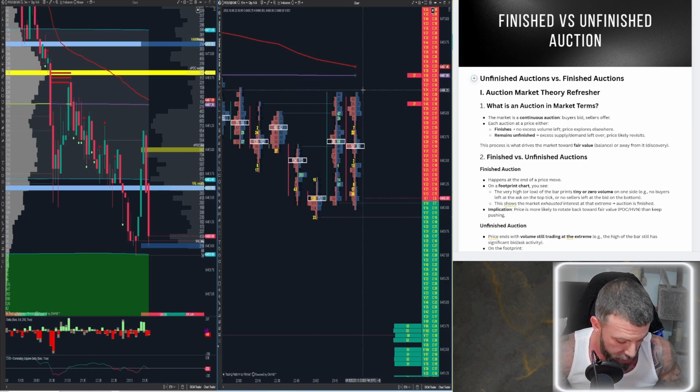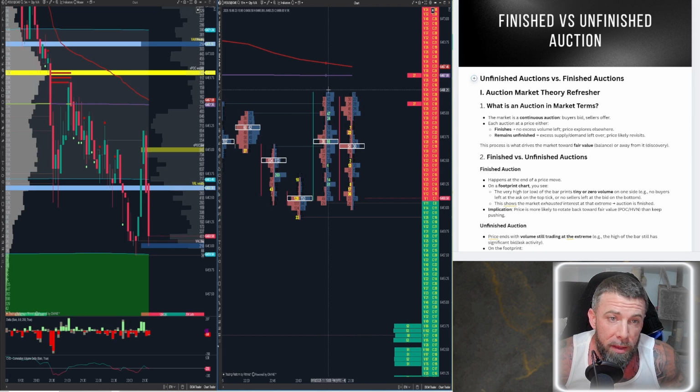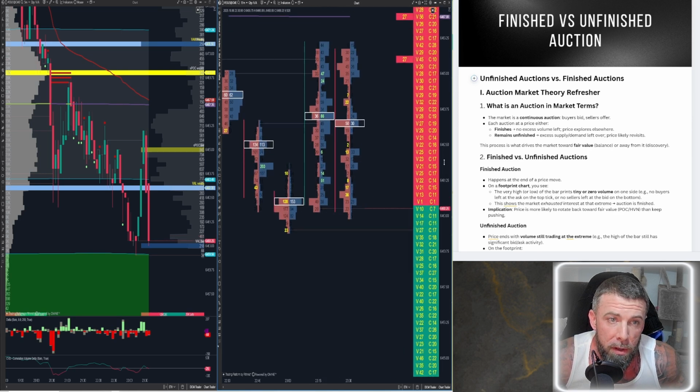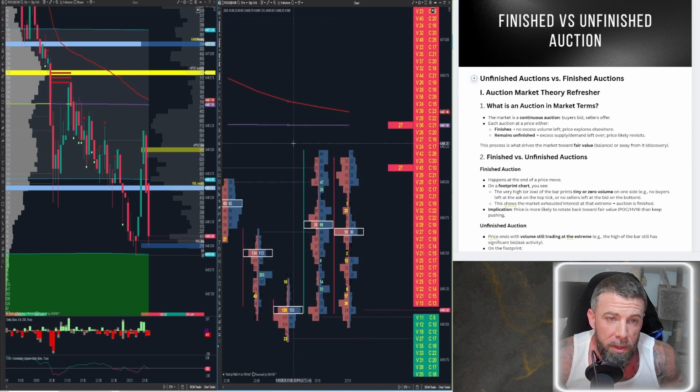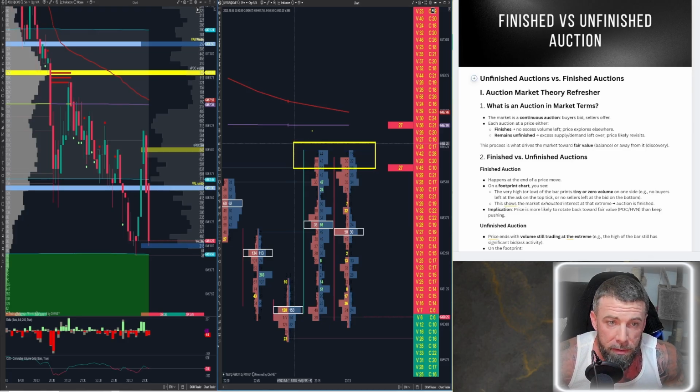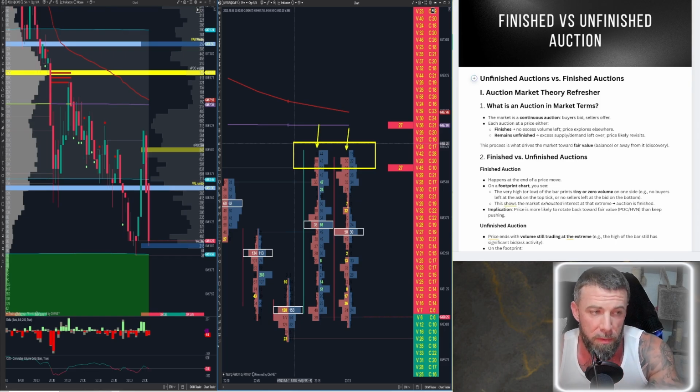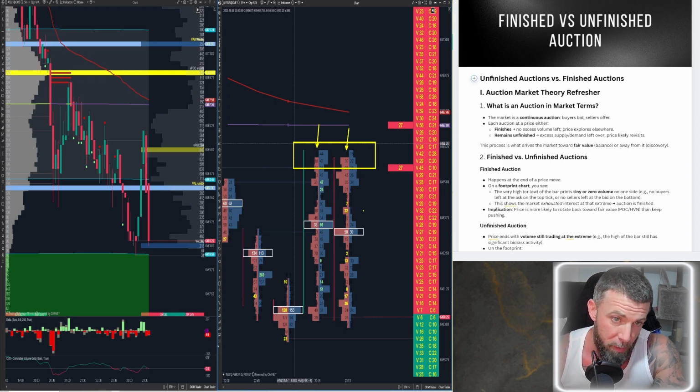So let's look back over at the chart. Look at the zero print on two consecutive 15-minute candles at the highs. Now, this doesn't mean that every time there's a zero print, you're going to get a reversal. It just helps you confirm when you think there might be a reversal.